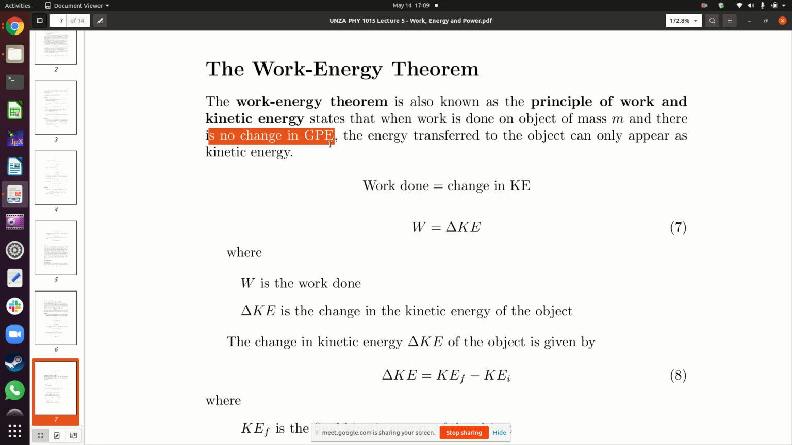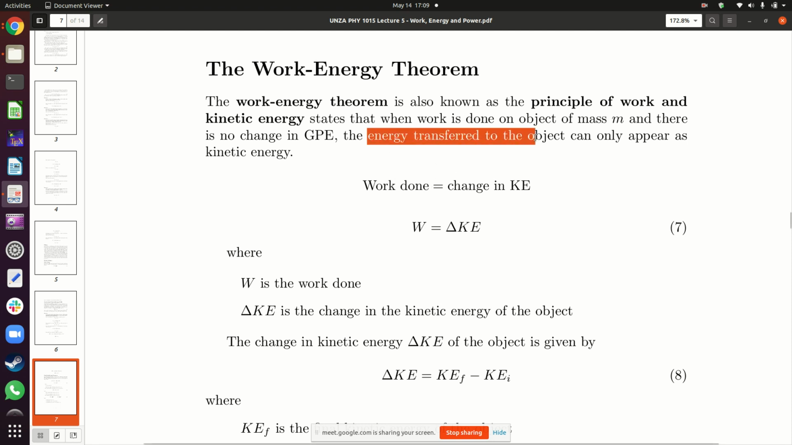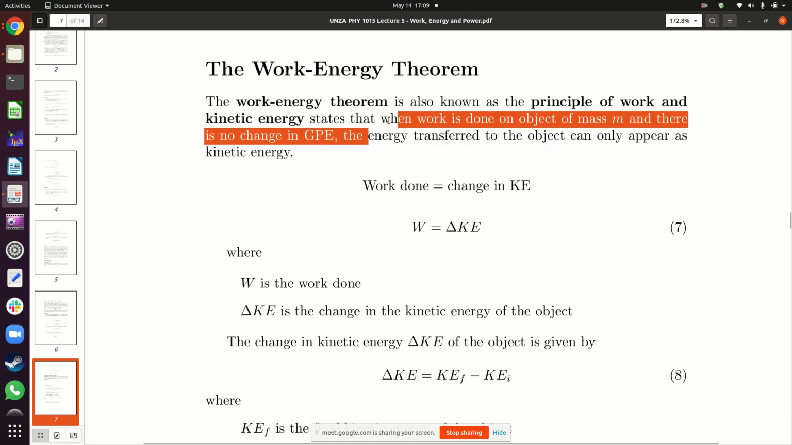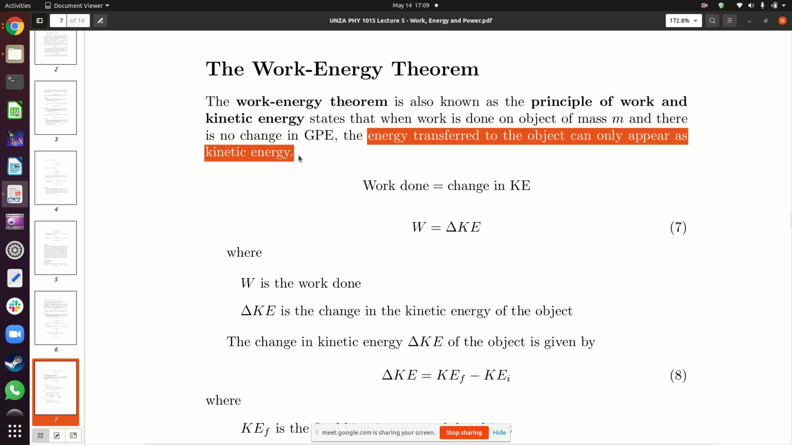So if you do work on an object, meaning that you're going to transfer energy to this particular object, and in the process of doing this work, the height of the object or the gravitational potential energy of the object does not change, then the work you have done is going to appear as kinetic energy. Because when you do work, you transfer energy to this particular object, the energy you transfer to the object can only appear as kinetic energy.